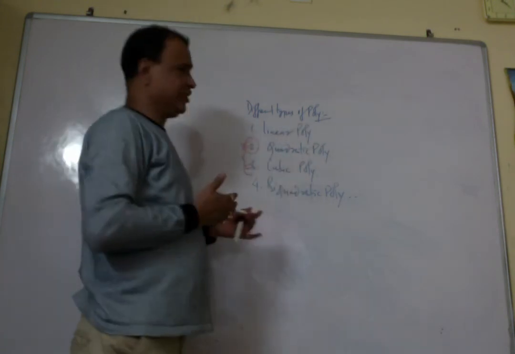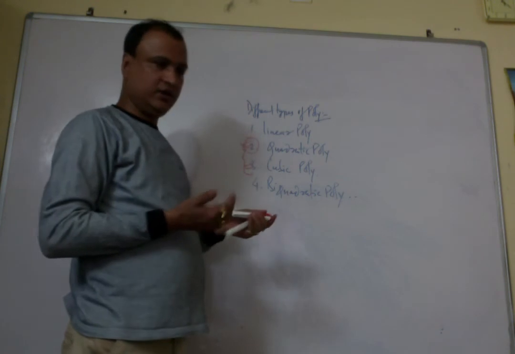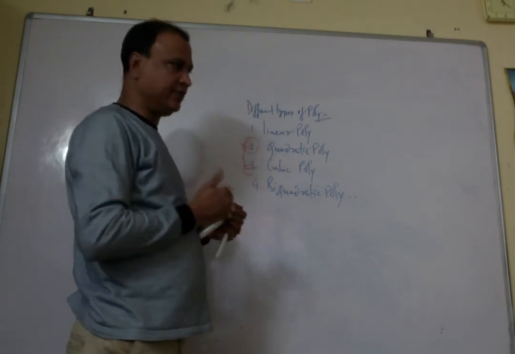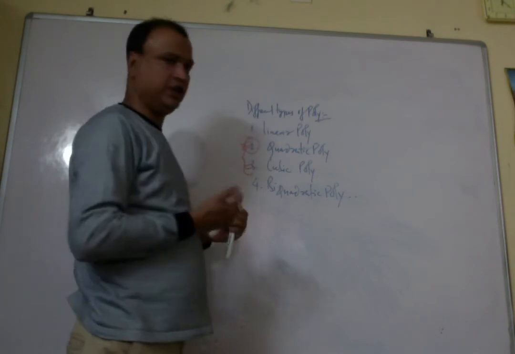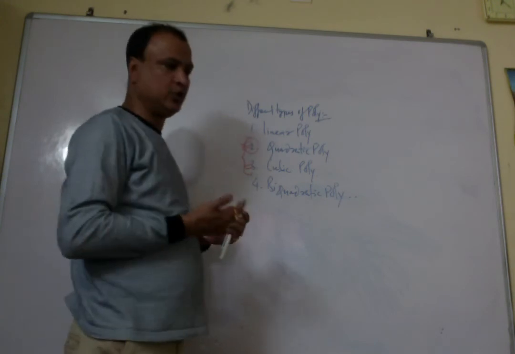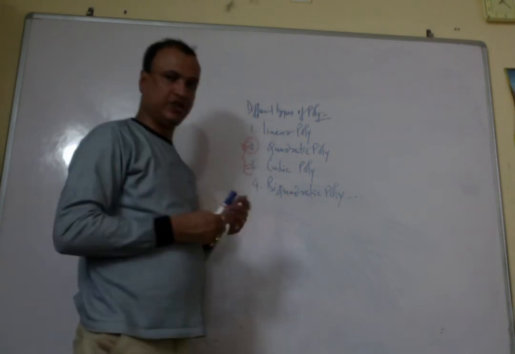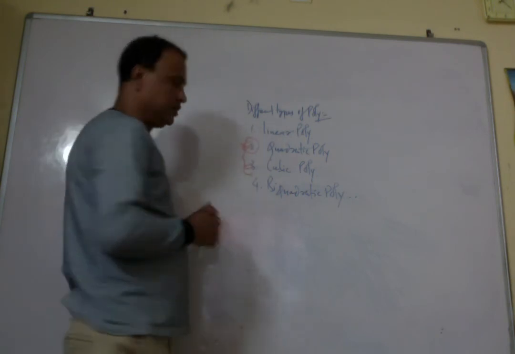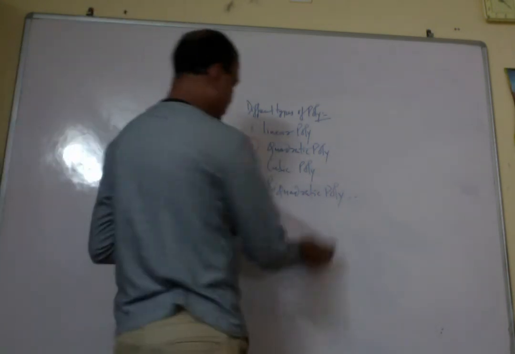The name, as indicated, linear polynomial means it will be a line. If you plot the graph of this polynomial, it will be a line. So linear polynomial: linear means line. Quad means 2, cubic means 3, biquadratic means 4, and so on. So we focus on quadratic polynomial.